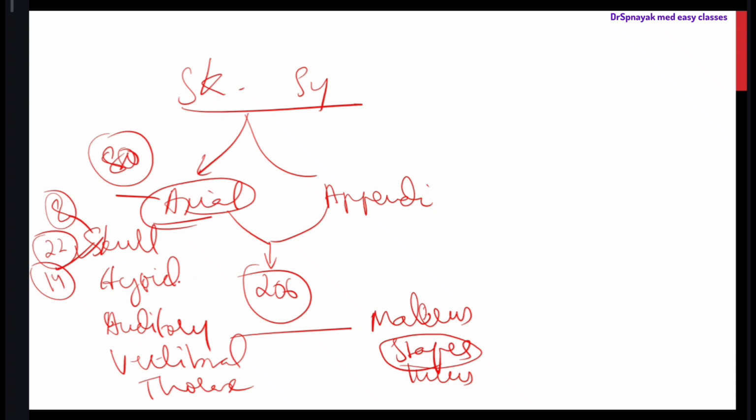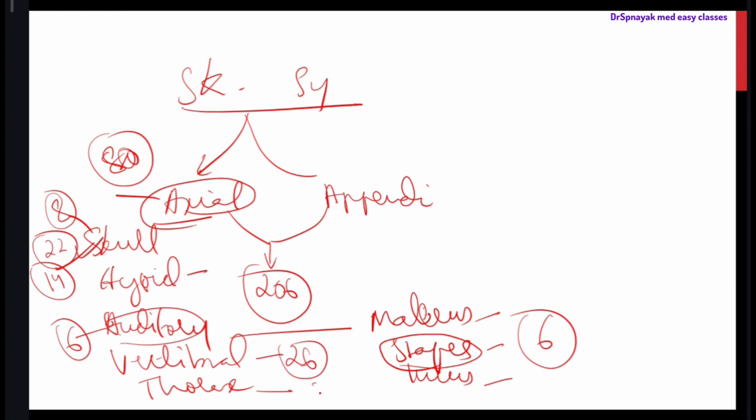And one is the hyoid bone. In the auditory ossicles, we have 6: in both ears we have 3, malleus, stapes, and incus, so on both sides we have a total of 6 bones. In the vertebral column, we have a total of 26 bones, and in the thorax, we have 25. So in total, we have 80 bones in the axial skeleton. This concept we have already discussed in yesterday's class.